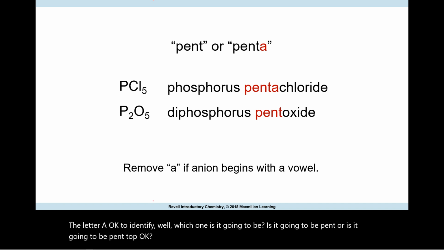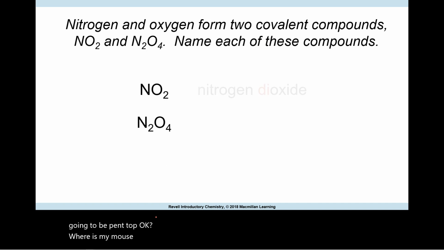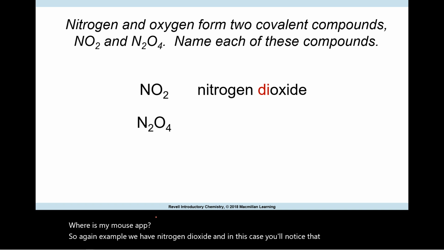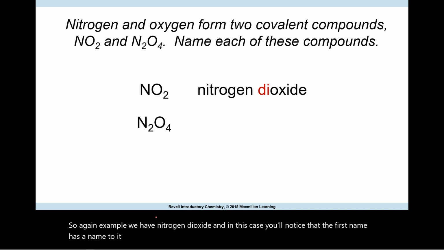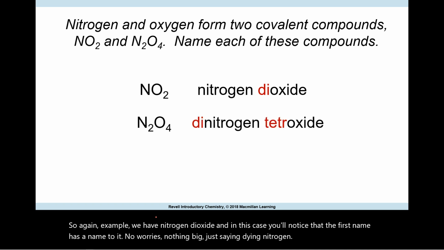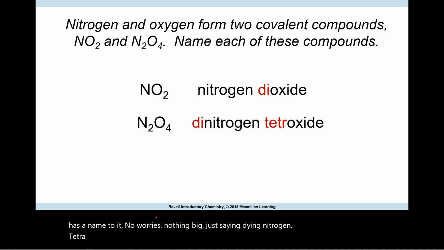Again, for example, we have nitrogen dioxide. And in this case, you'll notice that the first element has a prefix as well. No worries, nothing big, it's just dinitrogen tetraoxide or tetroxide. One of those two forms will work very well for me.